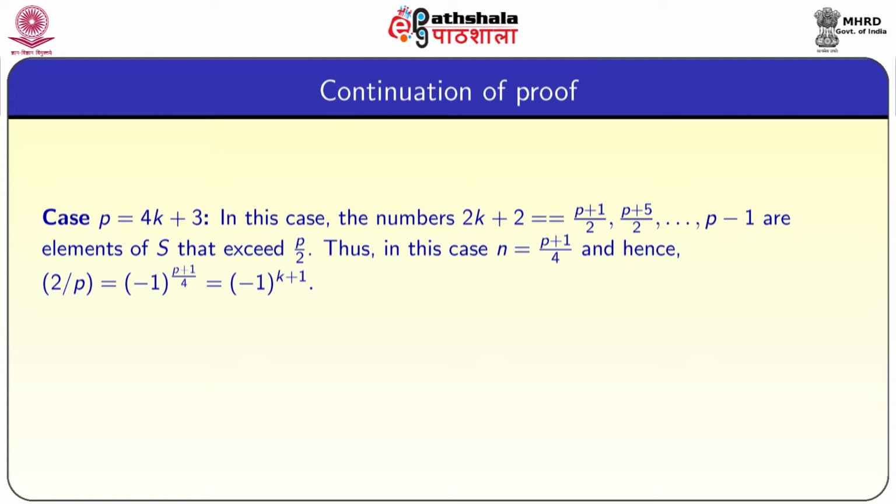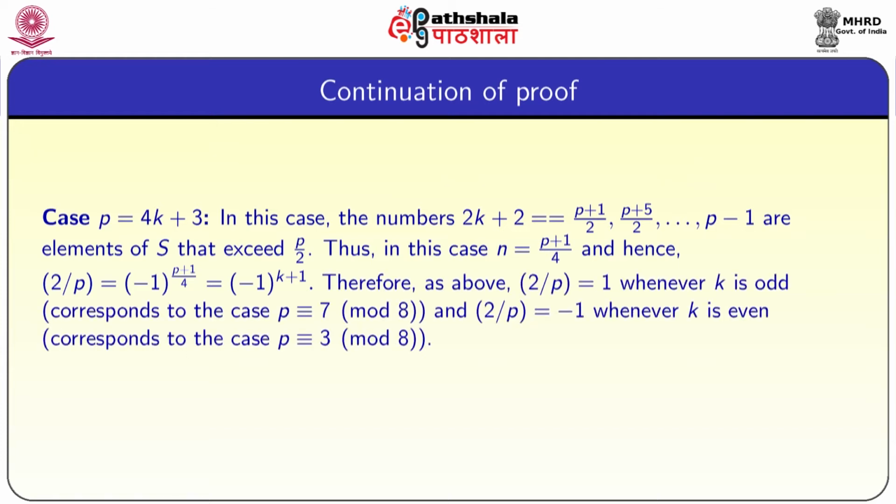Thus, in this case n is equal to (p+1)/4. Hence, (2/p) is equal to (-1)^((p+1)/4), which is equal to (-1)^(k+1), since we are assuming p is equal to 4k+3. Therefore, as above, (2/p) is equal to 1 whenever k is odd, that corresponds to p congruent to 7 mod 8, and (2/p) is equal to -1 whenever k is even, that corresponds to p congruent to 3 mod 8.